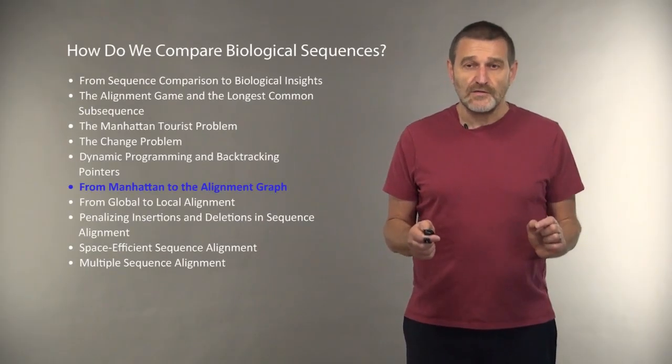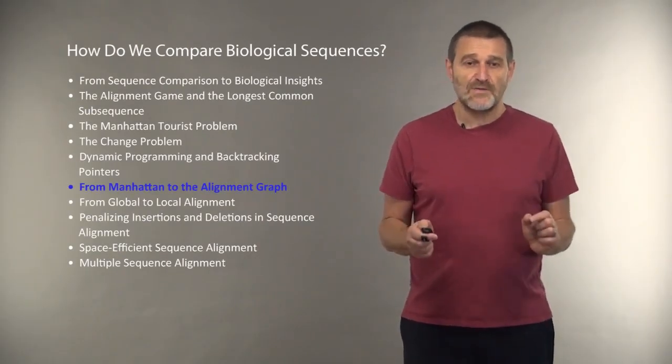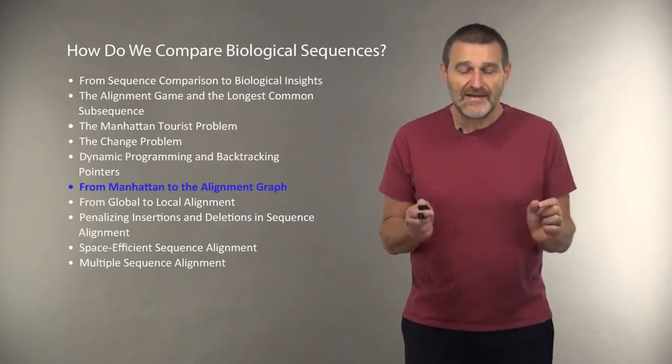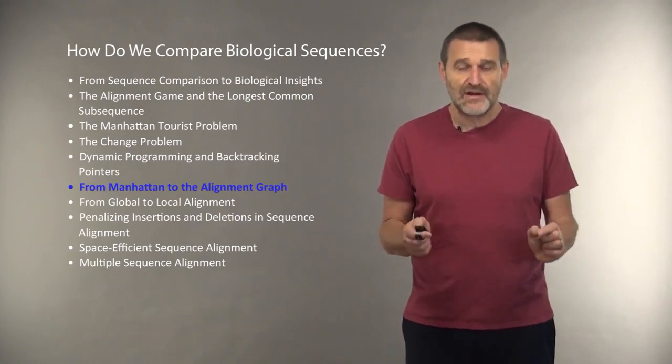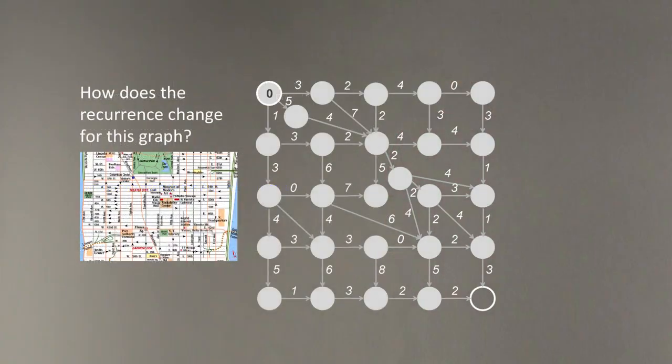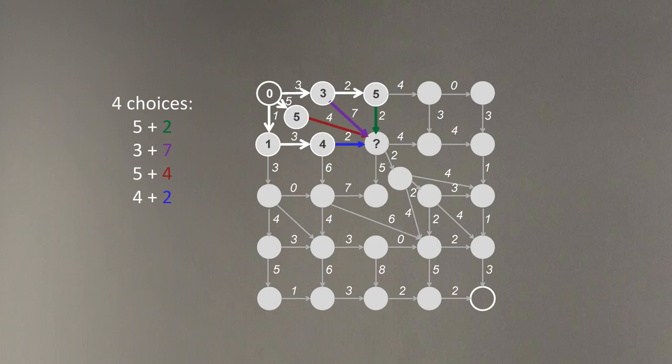We are now ready to learn how to search for longest paths not only in simple Manhattan-like grids but in arbitrary alignment graphs. Here's an example of a graph, and in this case there is only one way to move to these three nodes from the source, and there is also only one way to move to these nodes from the source. But when we move to this node shown by the question mark, there are actually four different ways to move to this node. Which one should we choose?